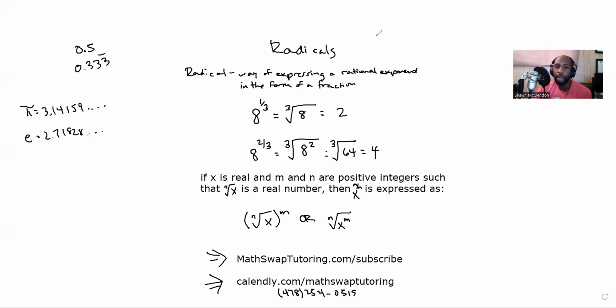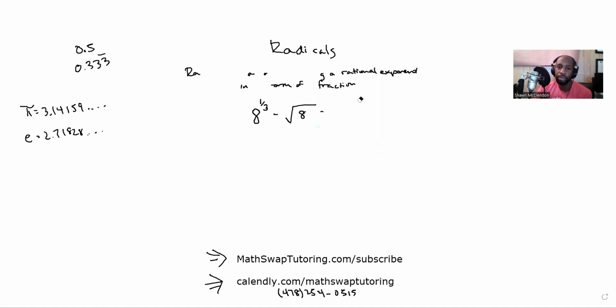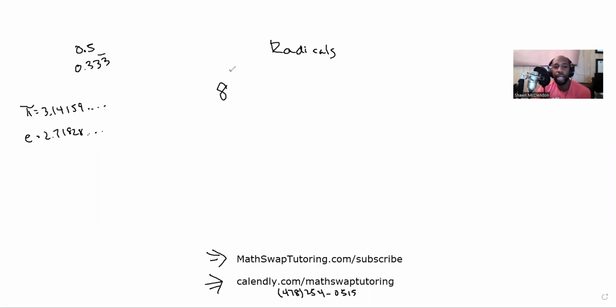I'm going to go ahead and erase all this stuff here, create myself some space. Okay, almost there. All right. So what if you had 8 to the 5/3? So remember, you can write this as either this, or you can write it like this. And it tends to be advantageous sometimes to do one over the other. So we're going to do this one here.